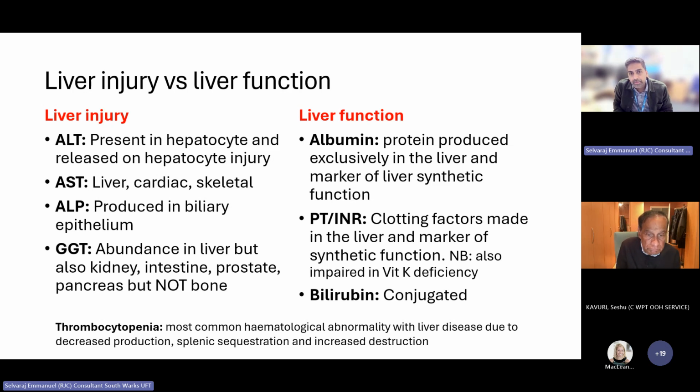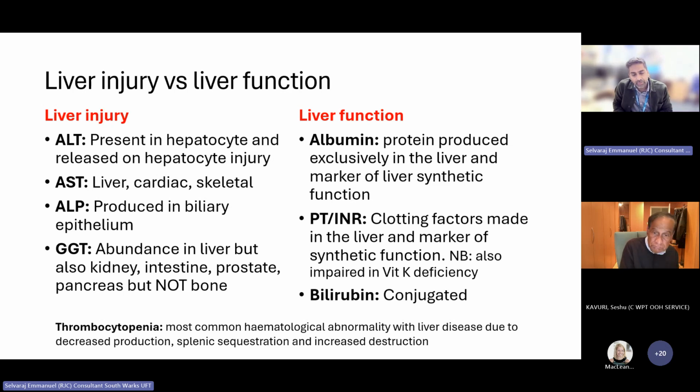The liver function tests, as you and I know, are measured by the prothrombin time, INR, and albumin, and also conjugated bilirubin. Now, if any of the liver function tests is deranged, then it becomes more urgent, and we would like to see them much sooner if there is synthetic liver dysfunction.